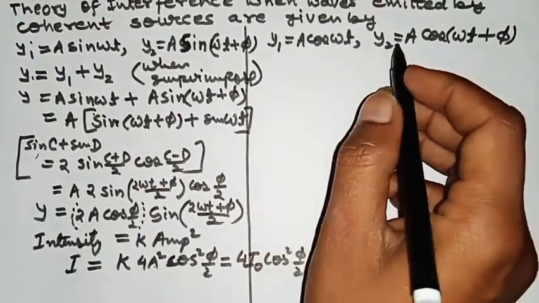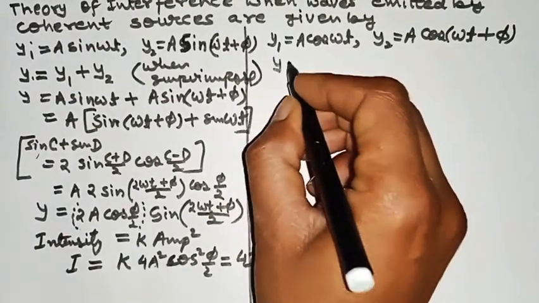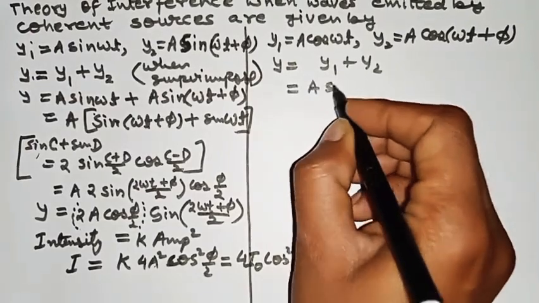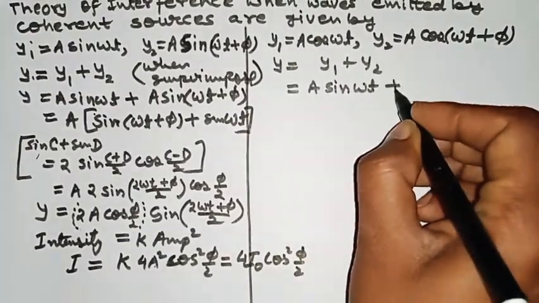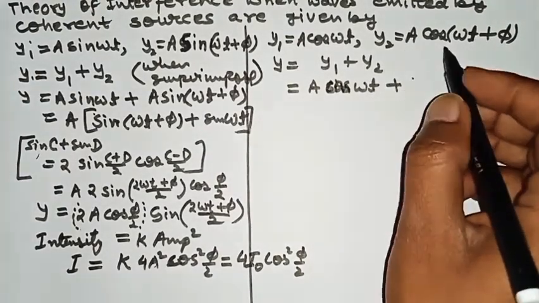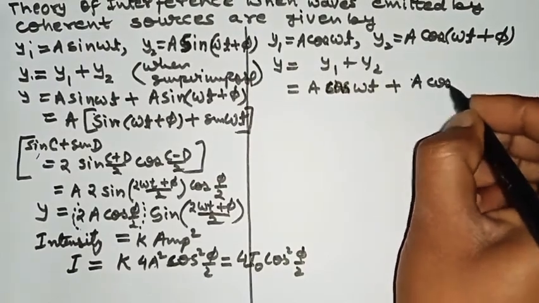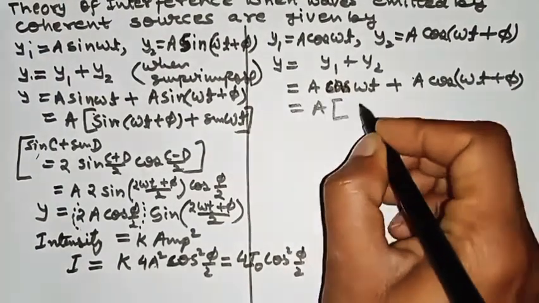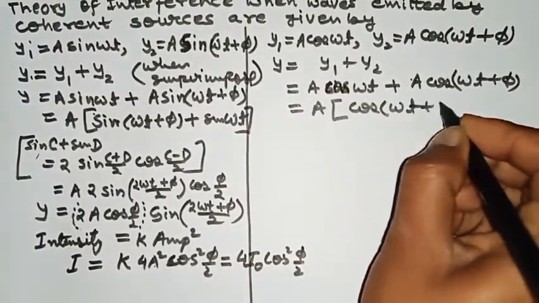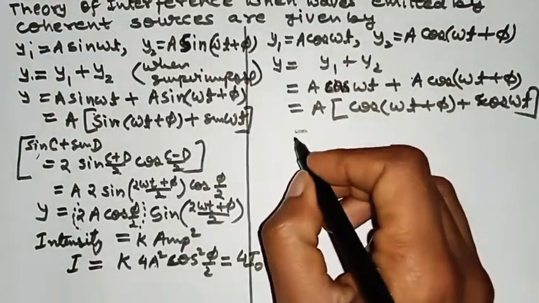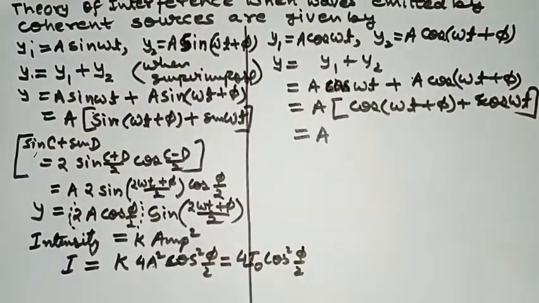For the wave following this cos rule, again we will follow the same pattern, y1 plus y2. This is a cos omega t this time, and a cos omega t plus phi, and purposely I'm writing it in front, so it will be cos omega t plus phi plus cos omega t. And now, once again, same kind of expression, same kind of identity.